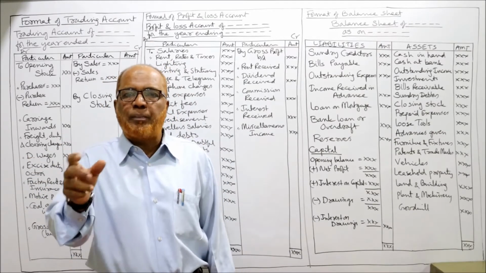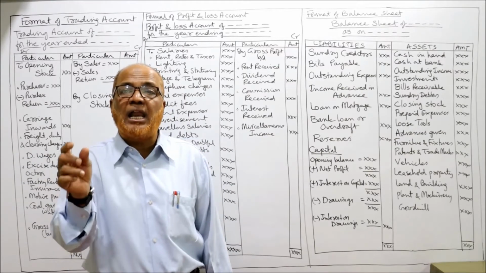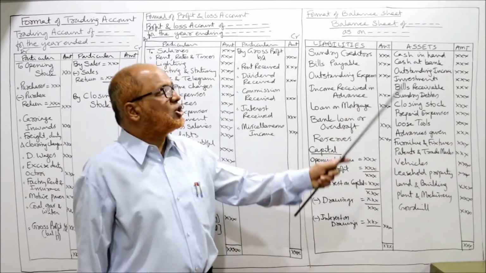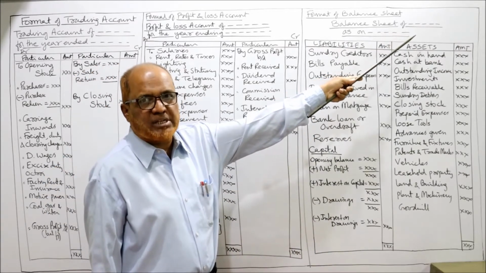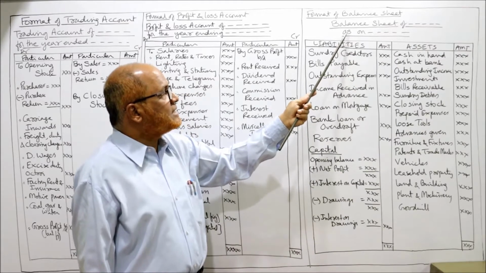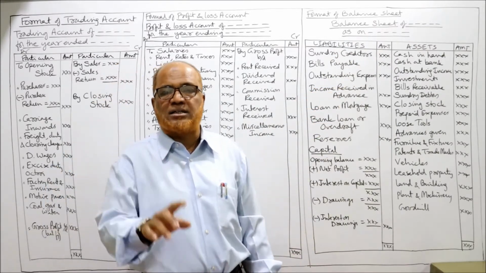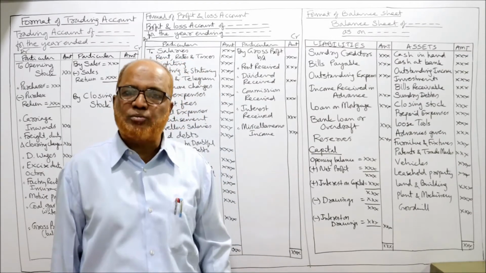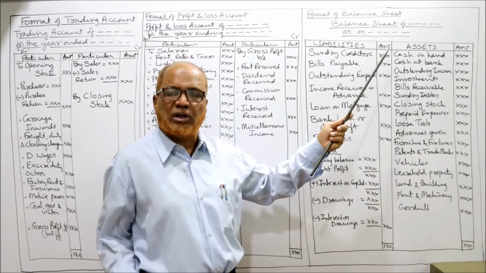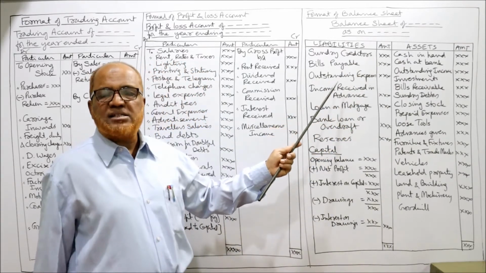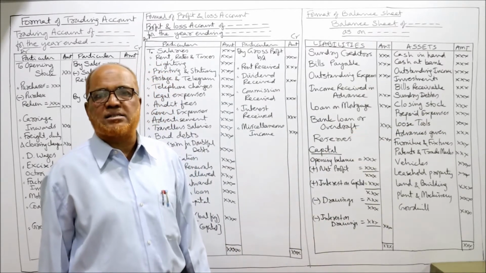Balance sheet will not be prepared for a period of time. Balance sheet will be prepared as on a particular date. That's why the heading should be written balance sheet of, name of the company, name of the businessman, followed by as on a particular date. Like accounts are closed on 31st March, so we'll take as on 31st March or 31st December, whatever it may be. So left hand side will take all liabilities, right hand side will take all assets.